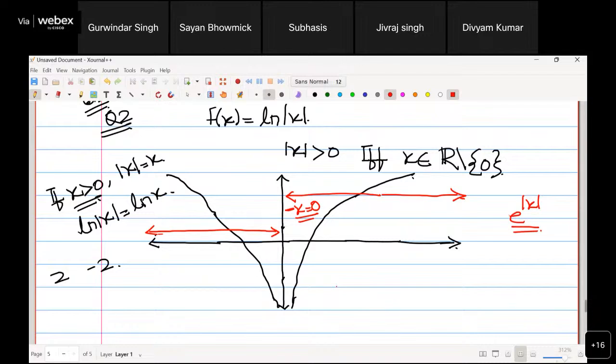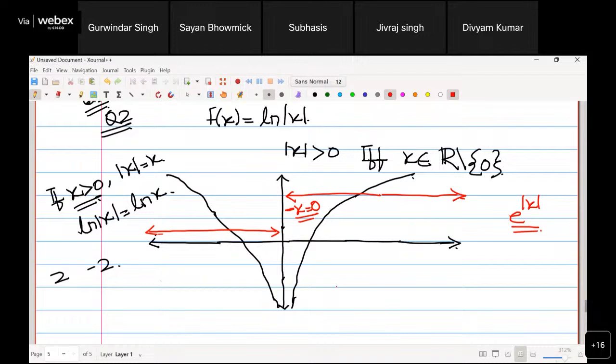Only one to one functions have an inverse, right? If a function is not one to one, then certainly it can't have any inverse. Is it clear? Yes, sir. So this is not a one to one function.